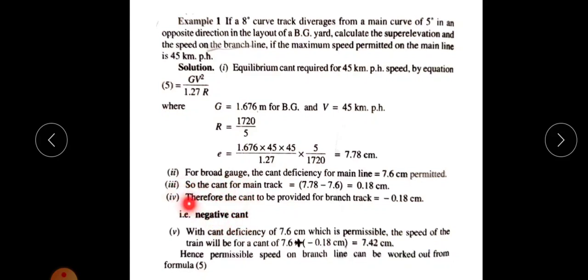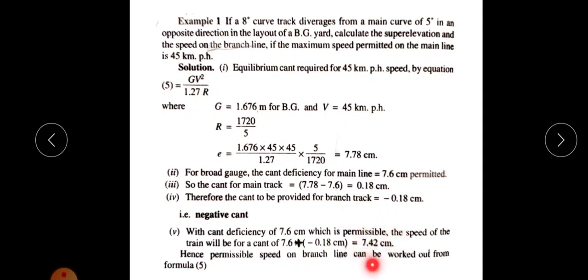So from this fourth step we have to give the negative value for this difference in cant. So the value is 0.18 centimeter, that is a negative cant. Okay, and what is the cant efficiency for broad gauge? 7.6 centimeter, which is the permissible value. So the cant will be equal to this 7.6 plus this negative cant for the branch track.